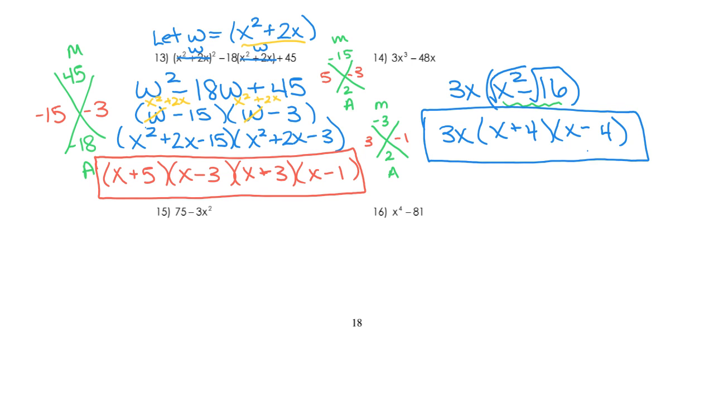and so that one cannot be factored again. Number 15. First type of factoring we check for, it's greatest common factor, and there is a 3 in common. And so we are going to go ahead and pull out 3. Left over would be a 25 minus x squared.